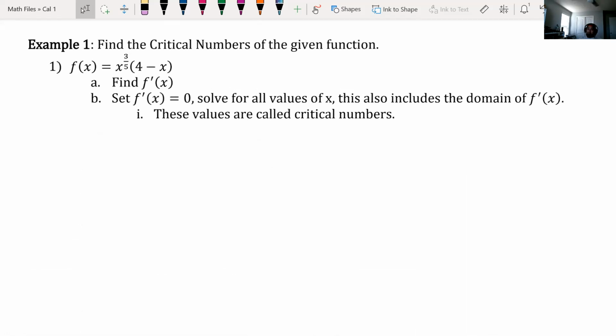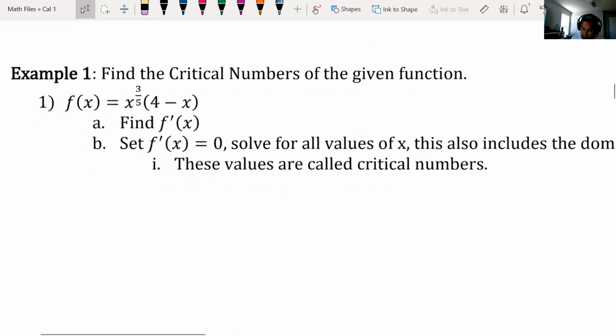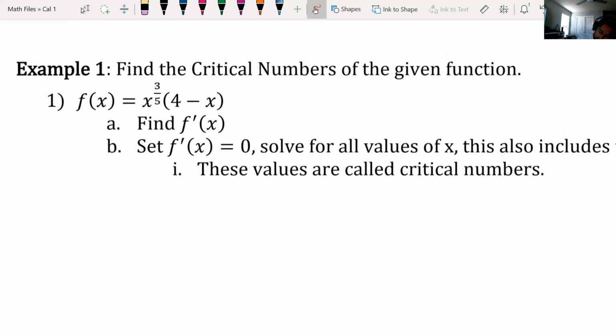Okay. So what we're going to do is we're going to take this function and find the critical numbers. All we're going to do is just practice finding the critical numbers. That's it. So again, to find critical numbers, you're going to take the derivative, set it equal to 0, and solve for x. Okay. So let's start with number 1.